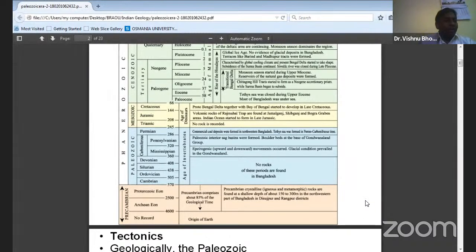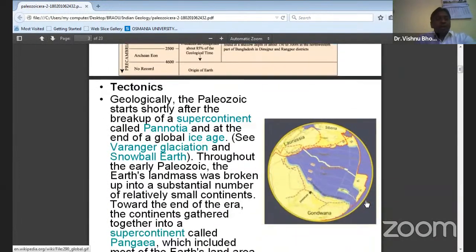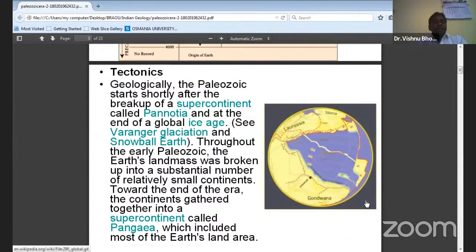Now some basic tectonics of the Paleozoic. Geologically, the Paleozoic starts shortly after the breakup of the supercontinent called Pannotia, at the end of the global ice age. Throughout the early Paleozoic, the Earth's landmass was broken up into a substantial number of relatively small continents. Towards the end of the era, the continents gathered together into the supercontinent called Pangaea.